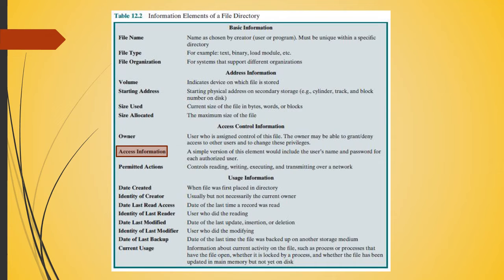In shared systems, it is also important to provide information that is used to control access to the file. Typically, one user is the owner of the file and may grant certain access privileges to other users. Finally, usage information is needed to manage the current use of the file and to record the history of its usage.